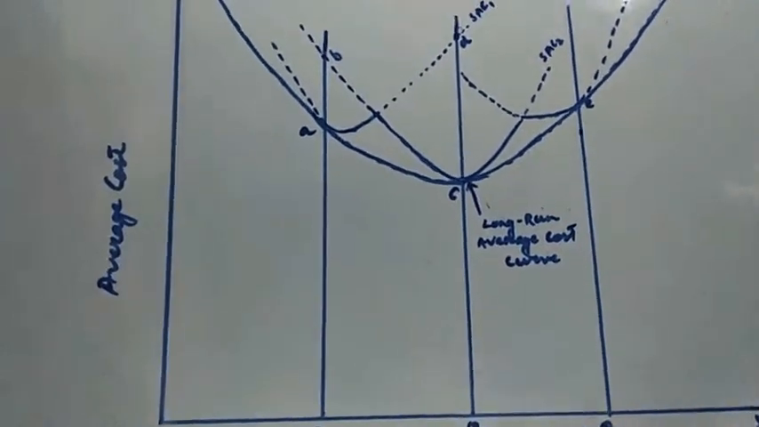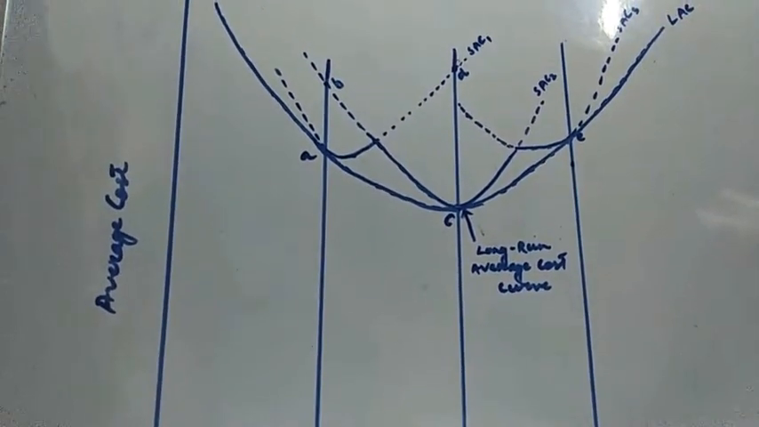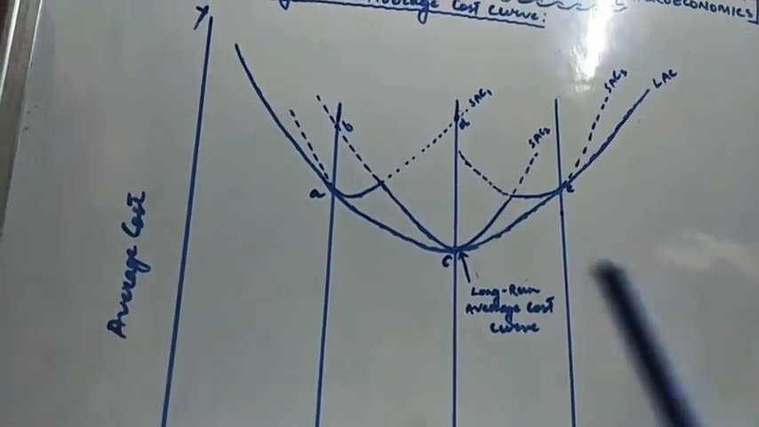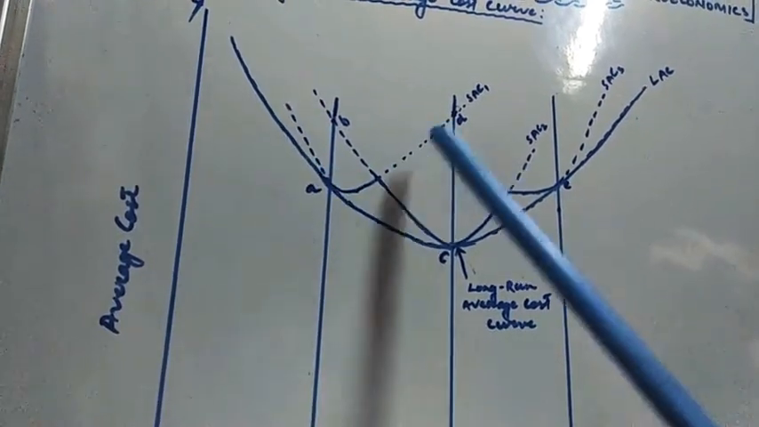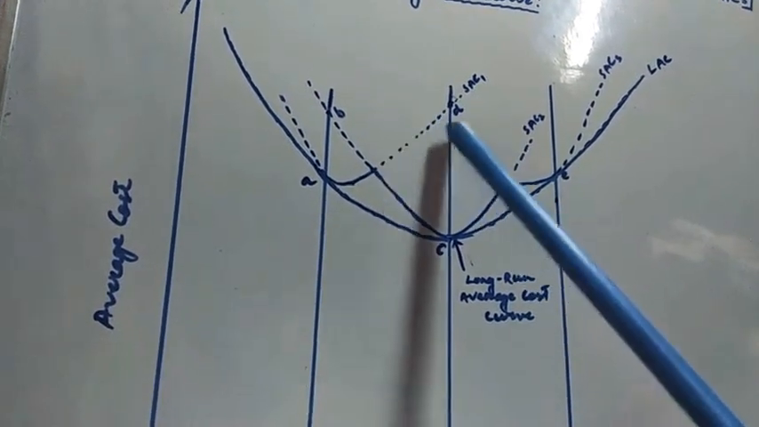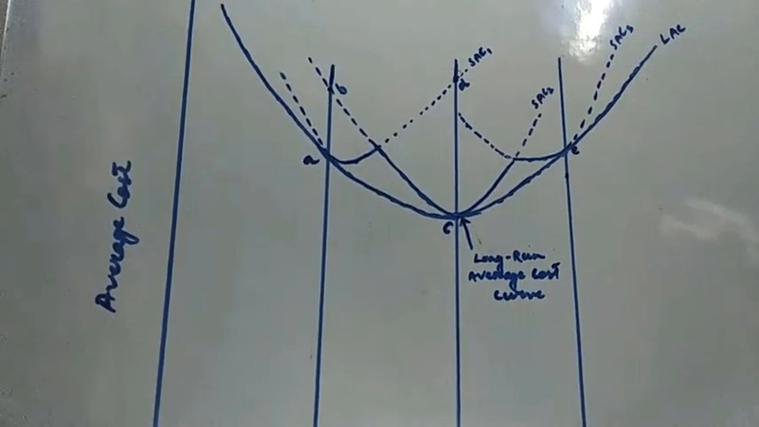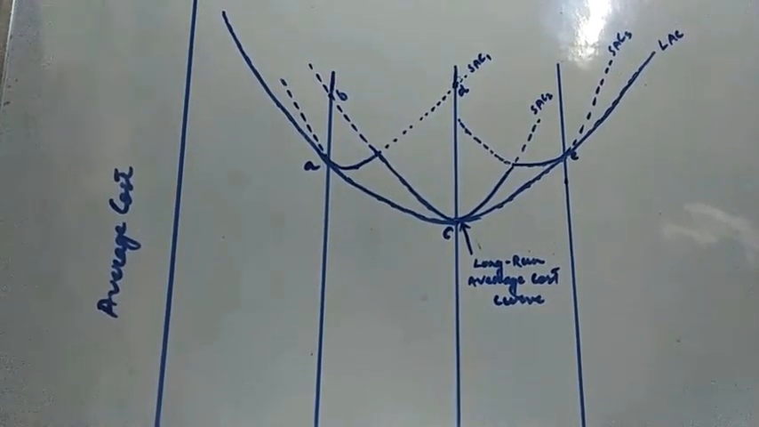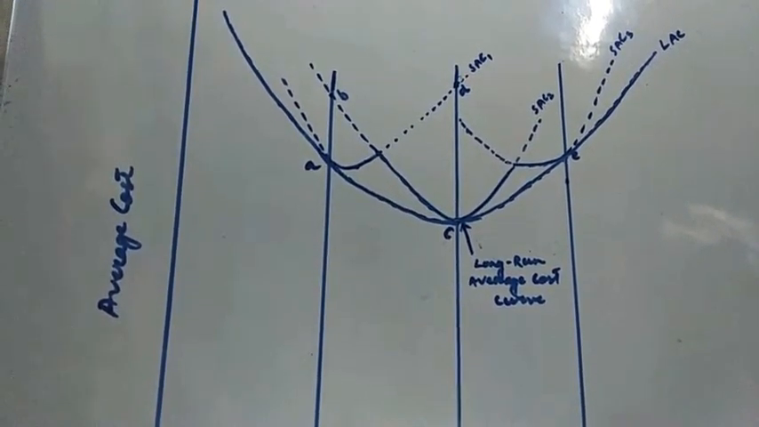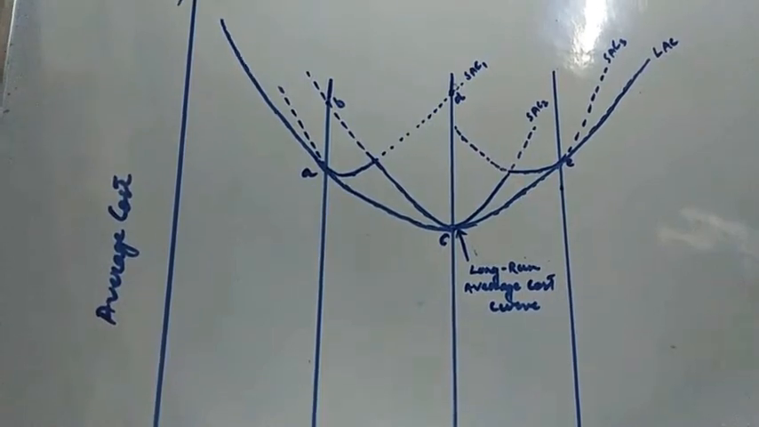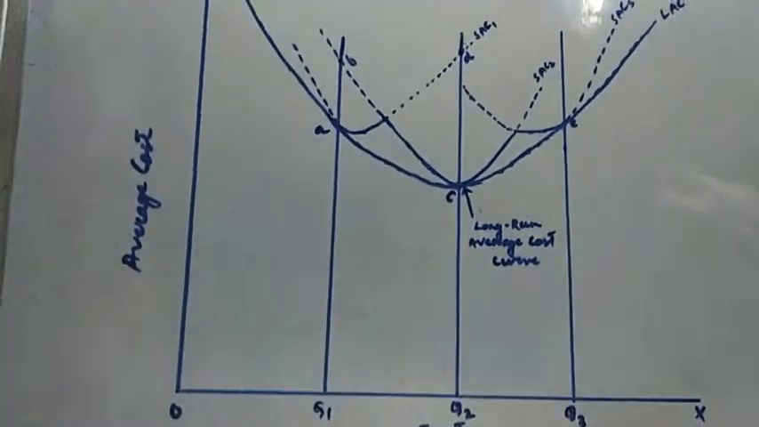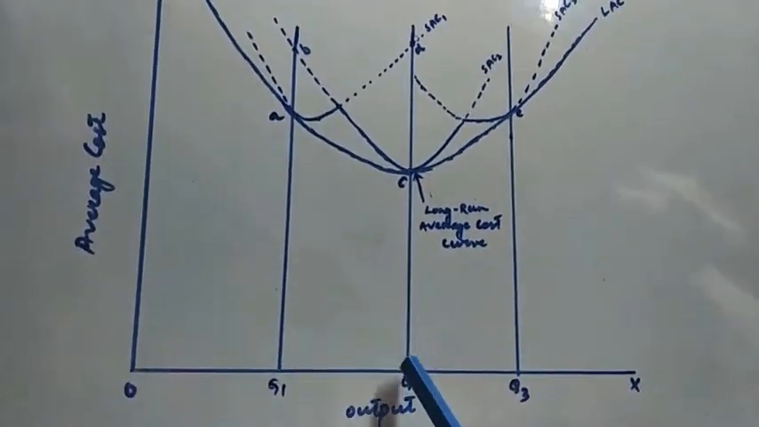And if a firm produces output OQ2 with a smaller plant size, say SAC1, it will incur a higher cost, Q2D per unit.